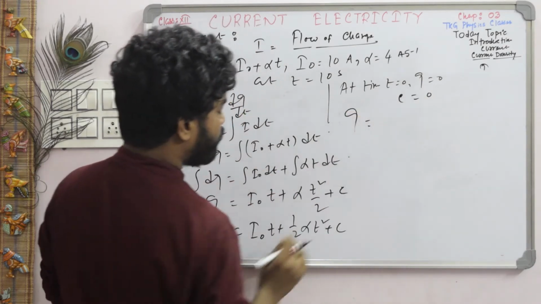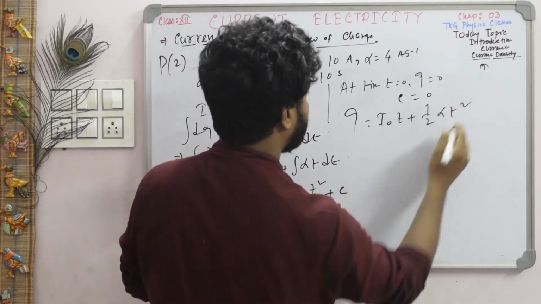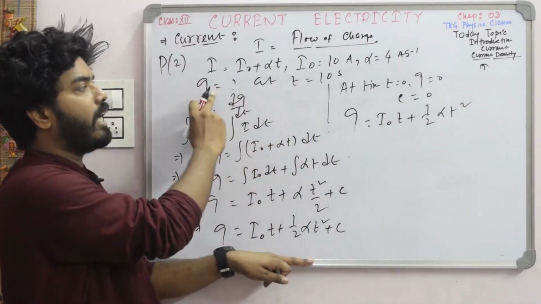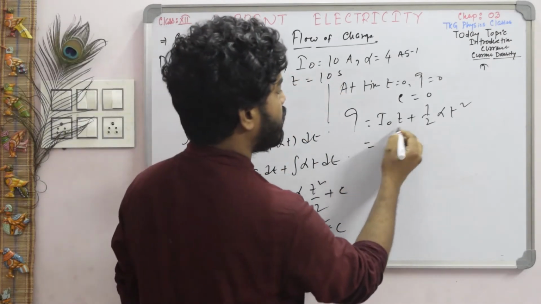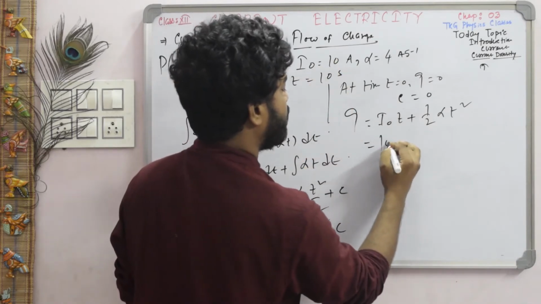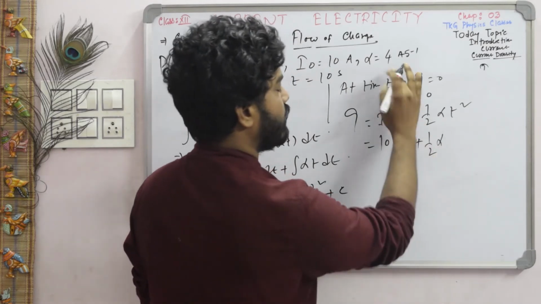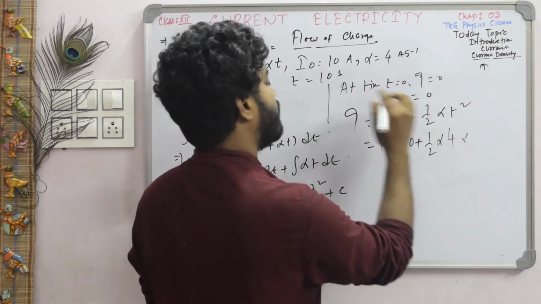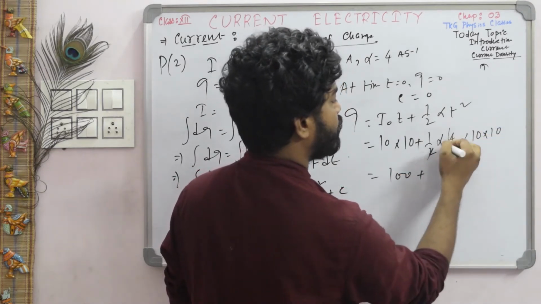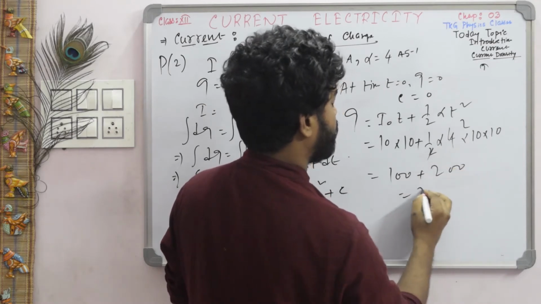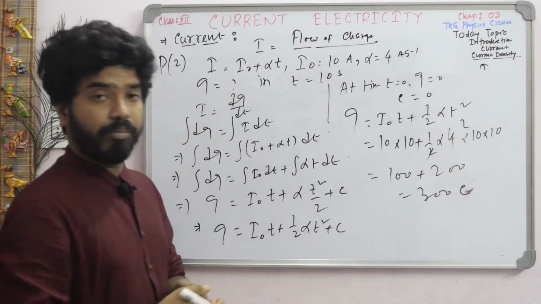So, what is the value of q? That is I naught t plus half alpha t square, and the question asks for time t equal to 10 second. In the place of t write 10; I naught is 10, half alpha is half of 4, and t square is 10 into 10. So this formula becomes 100 plus 200, that is 300, and this is a charge, so the unit must be coulomb.